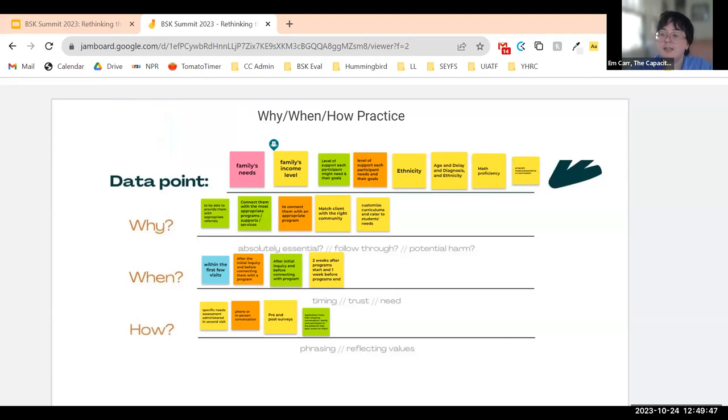And also intentionally asking for feedback in the form of a focus group or an advisory council is a great way to regularly review all of your forms and processes.